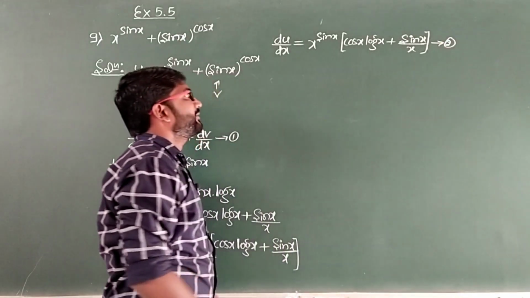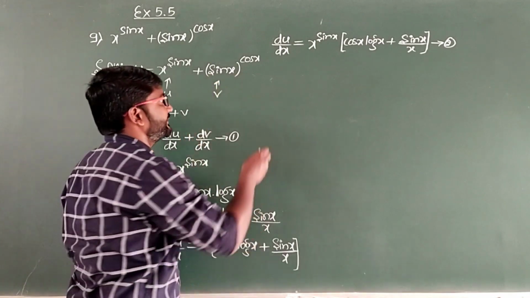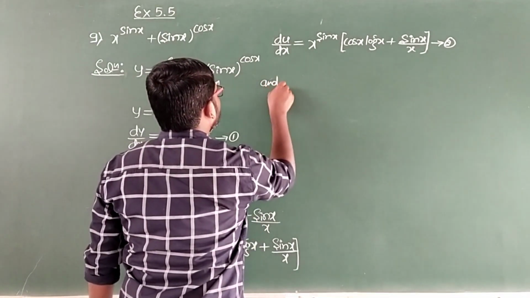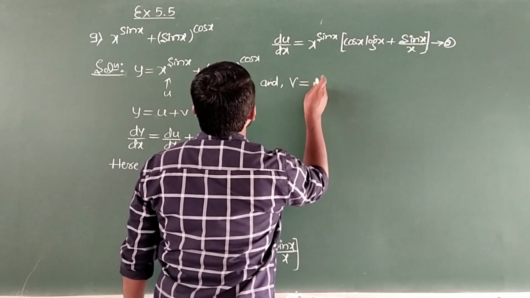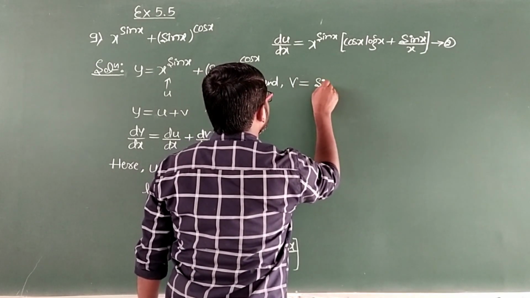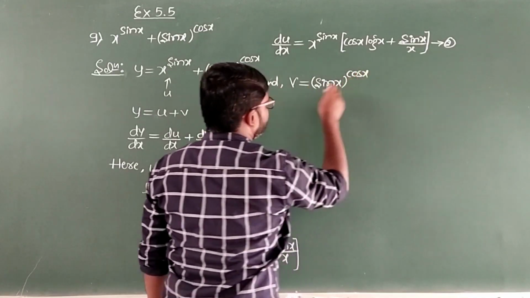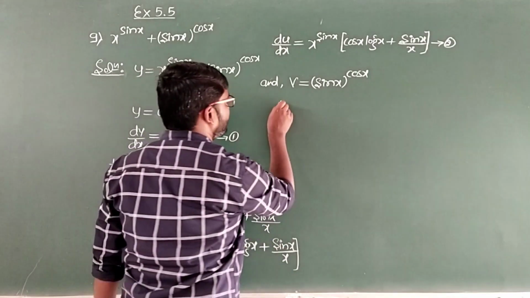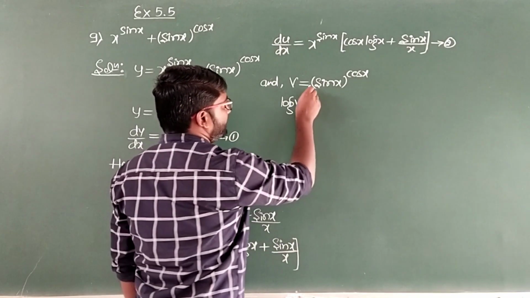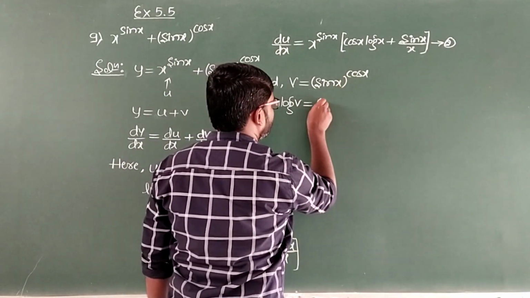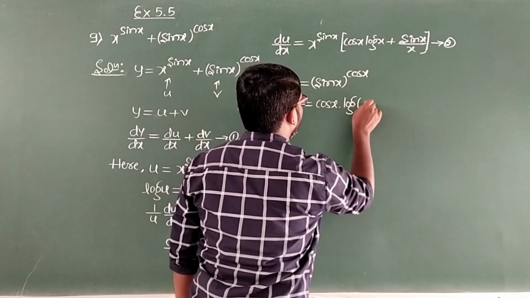Now we will have to get dv by dx. In order to get this, consider this particular function, v equals sin x to the power cos x. Take log on both the sides: log v is equal to, since it is in the form of log x to the power n, cos x must be written in the beginning, and then log sin x.